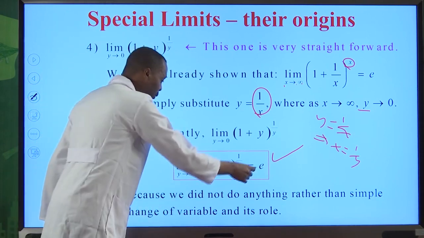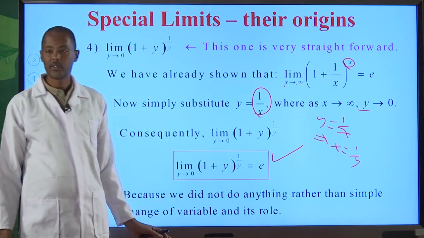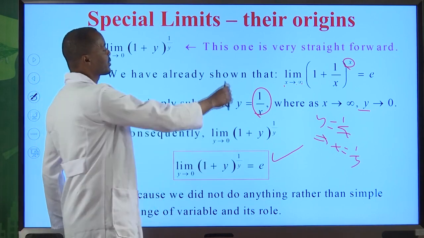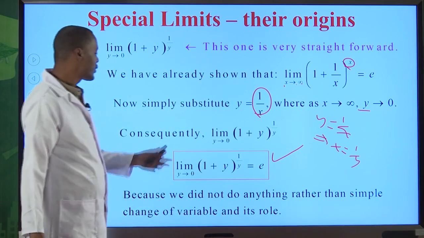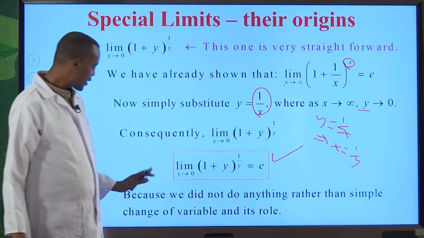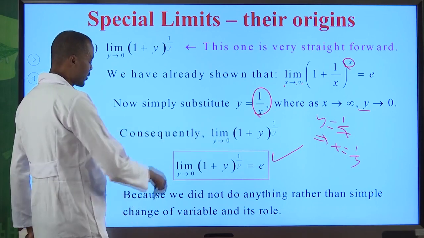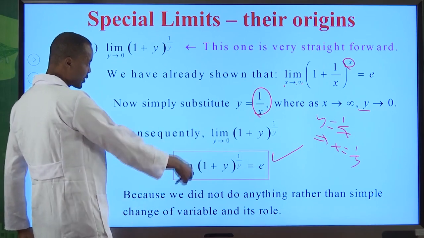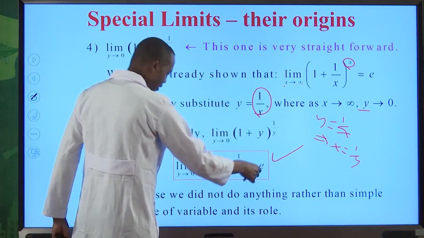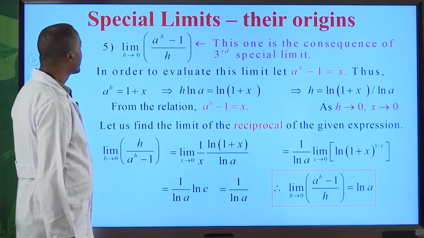It must be equal to e, because we didn't do anything to the function except simply change the variable. We have changed everything from variable x to variable y, and a change of variable alone doesn't affect the functional value, as any of those variables approach what they correspond to, in case of y to 0 and in case of x to infinity. So it makes sense that this special limit must also be e.